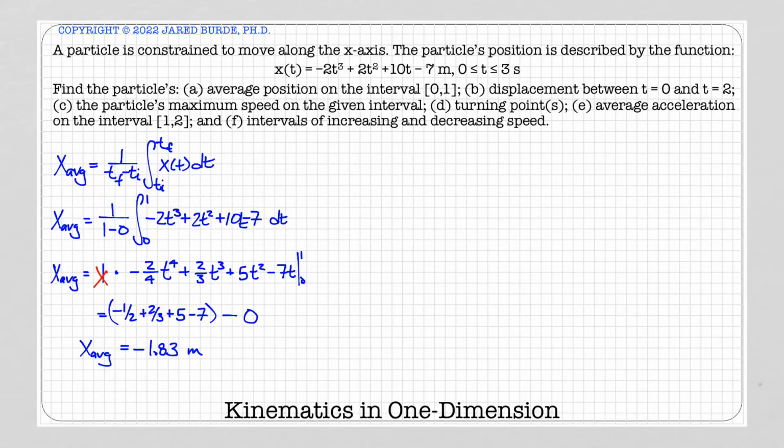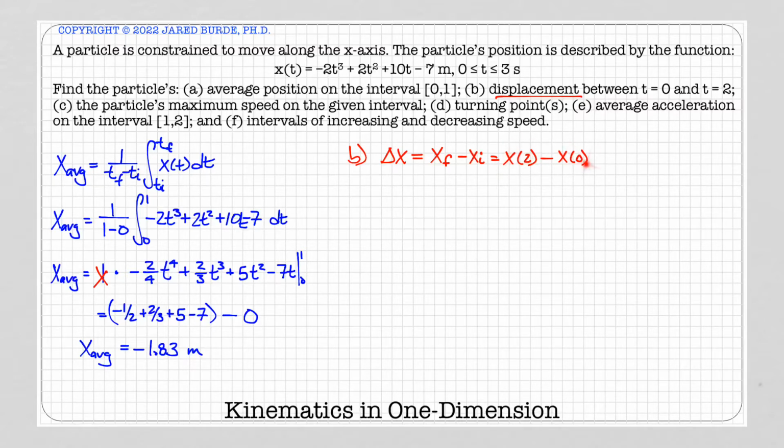The next thing that we are asked to find is the displacement between t equals 0 and t equals 2. Our displacement is delta x. That's what we should think of when we see displacement. And delta anything is the final value minus the initial value. In this case, delta x is x final minus x initial. Over this interval, the final value is our position at t equals 2, and the initial value is our position function evaluated at t equals 0.